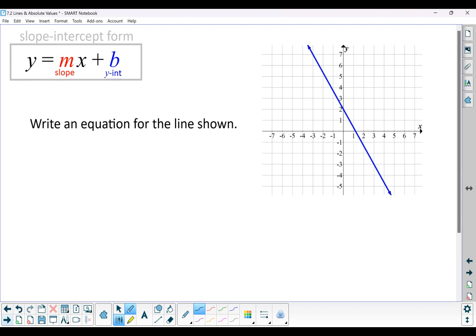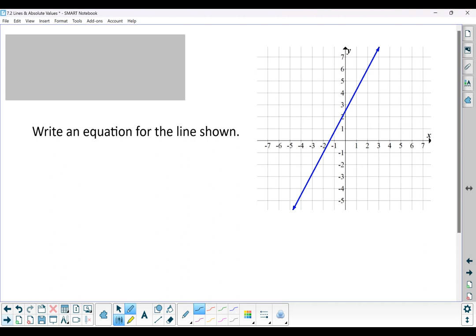For this one, I have given you the graph of the line, and we want to write the equation. So we need to know the y-intercept, which is 2, and we need to know the slope. So we have to look for another nice point that it goes through. I think it's right here. So our line is going down 1, 2, 3, 4, 5 over 3. So our slope is -5/3. So the equation of this line would be -5/3 x plus 2.